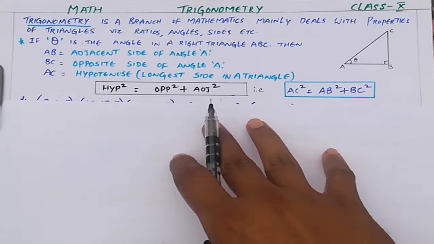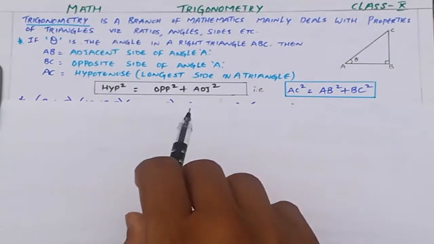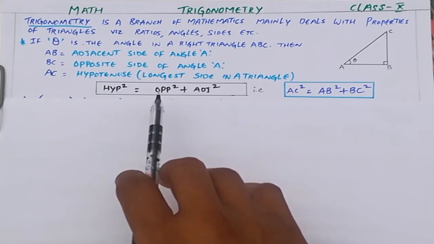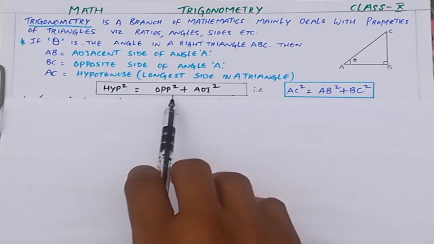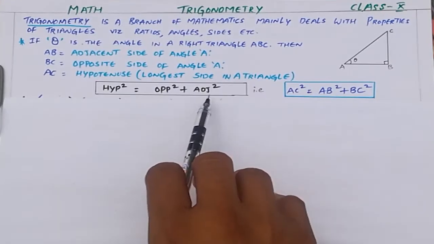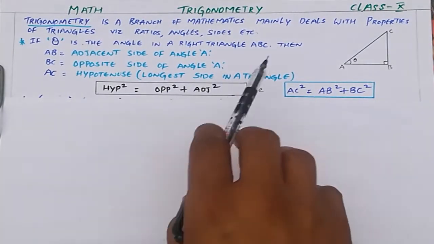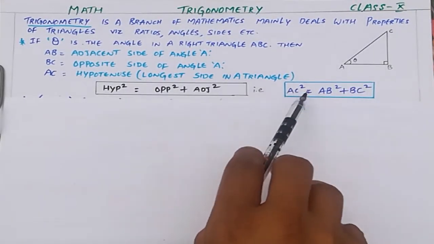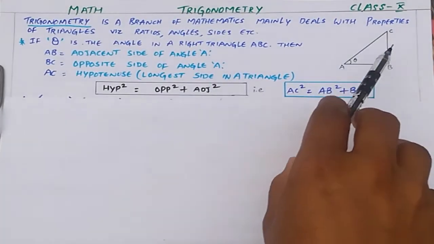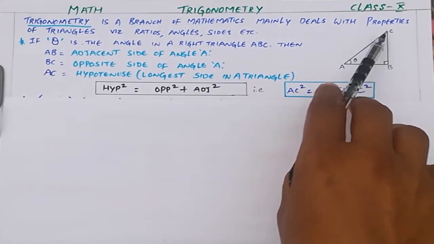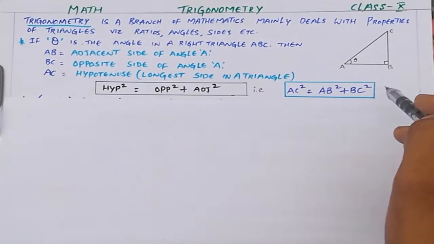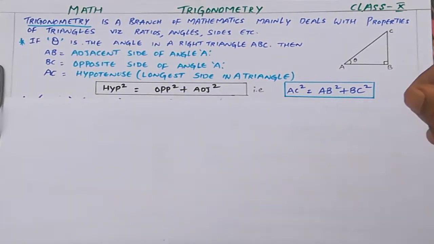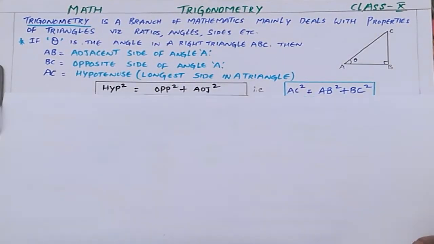We will go into detail. We covered similar triangles and Pythagoras in class 9 itself: hypotenuse square equals opposite square plus adjacent square. Here the hypotenuse is AC, so AC square equals AB square plus BC square, where AB is adjacent and BC is opposite. We are going to use this in many cases to find the remaining values which were not given in the question.